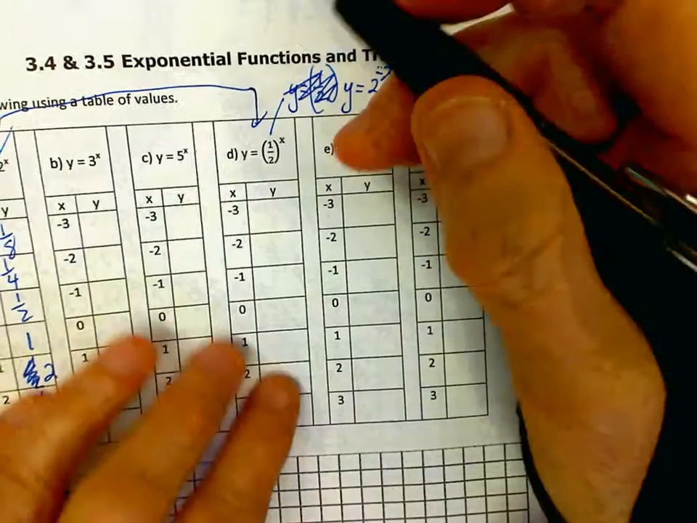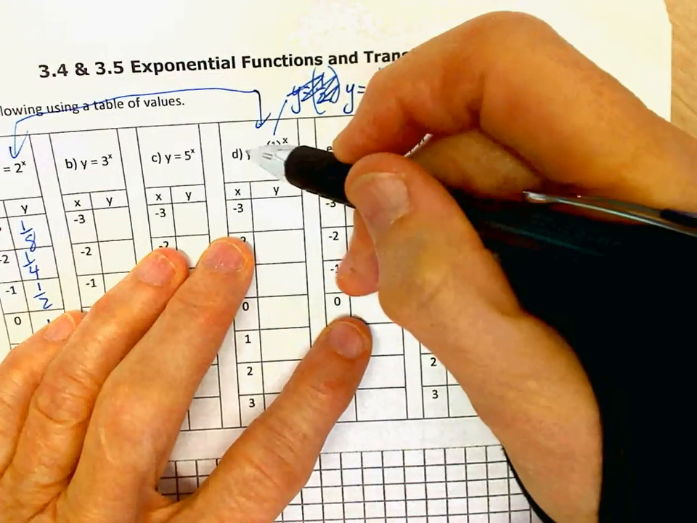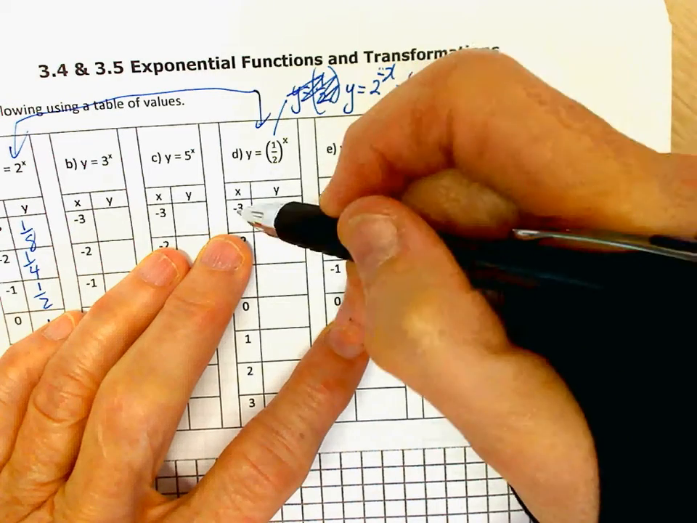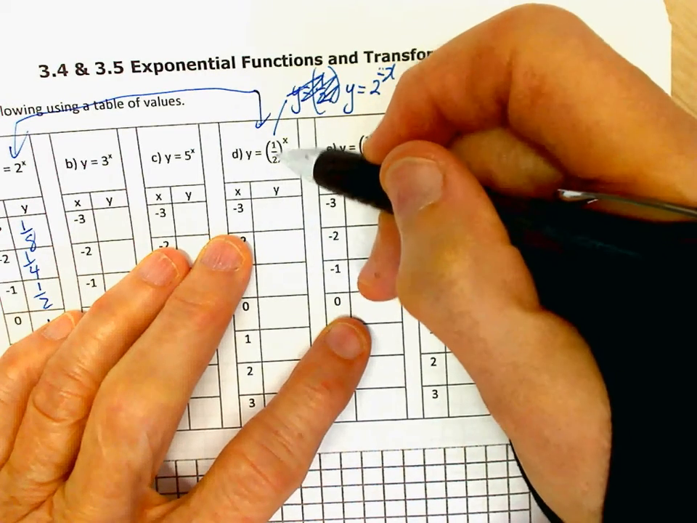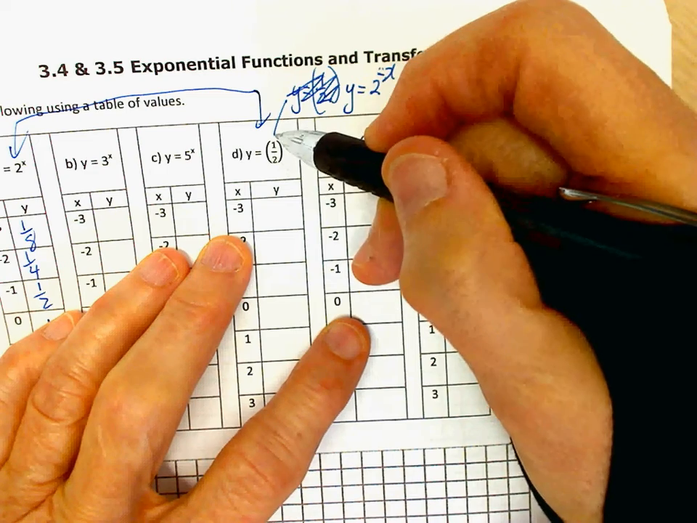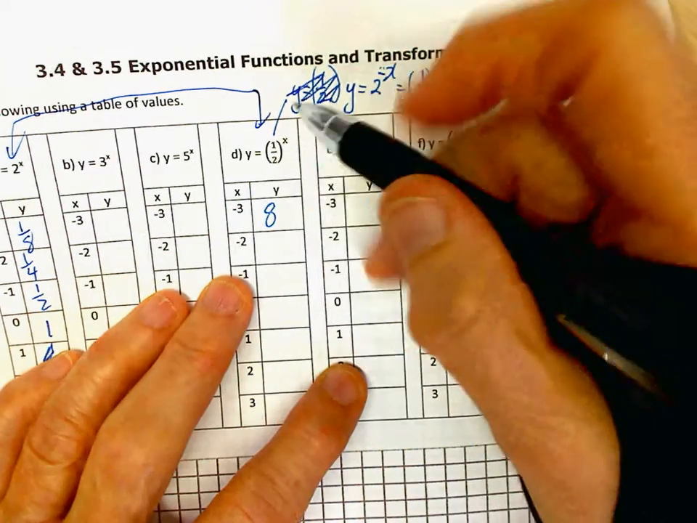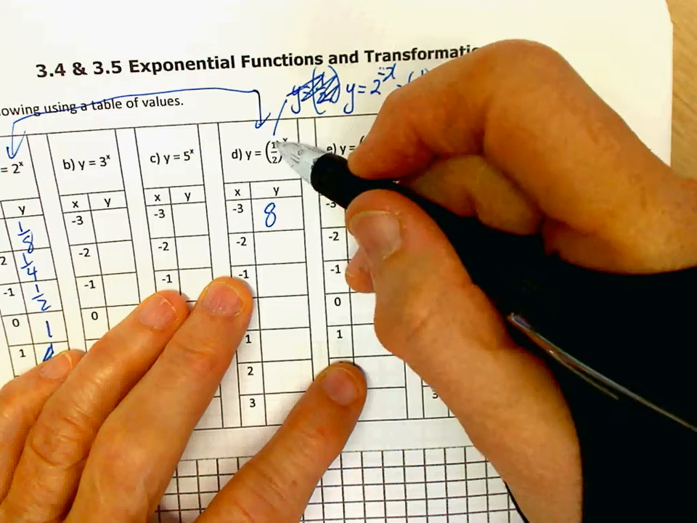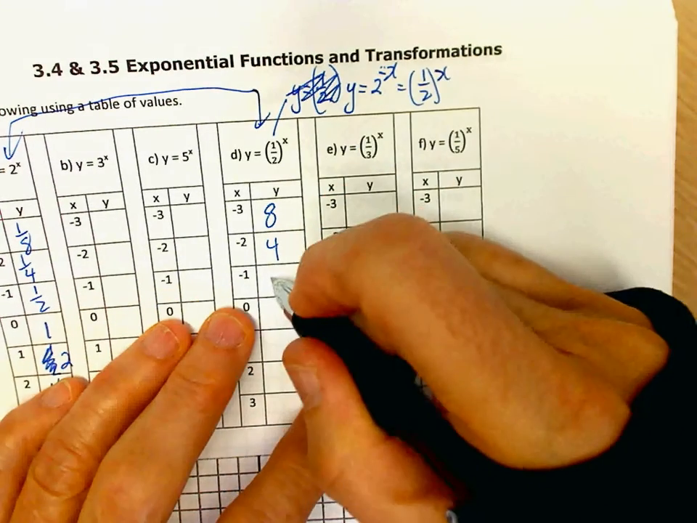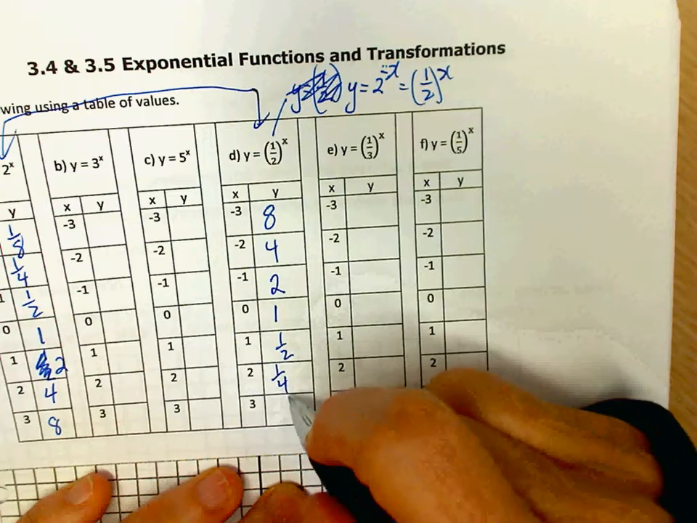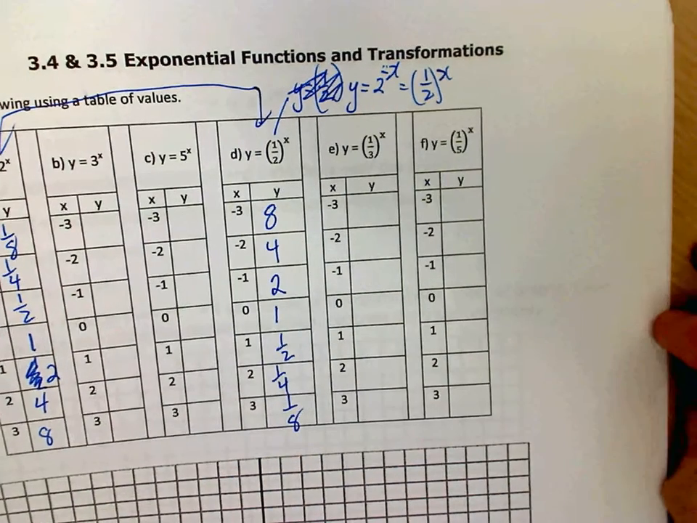Okay. All right. So here, this is to the -3. With the negative exponent, you move it across the division line, and it becomes 2 to the 3. So this is 8. This becomes 2 to the positive 2, 4. This is 2, 1, 1/2, 1/4, 1 over 8. So far, so good?